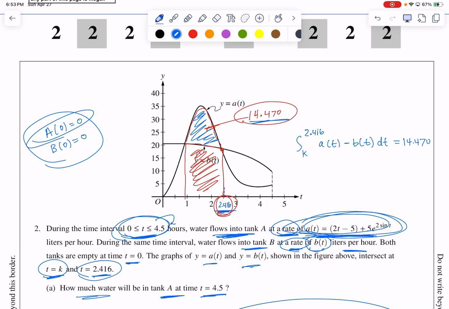This was the one last year they were like, wow, this is pretty tough. Okay, now look at this. You can split this integral because of a property. You can say the integral from K to 2.416 of A of T dt minus the integral from K to 2.416 of B of T dt is still equal to 14.470. Do you agree that's a property and that's true?